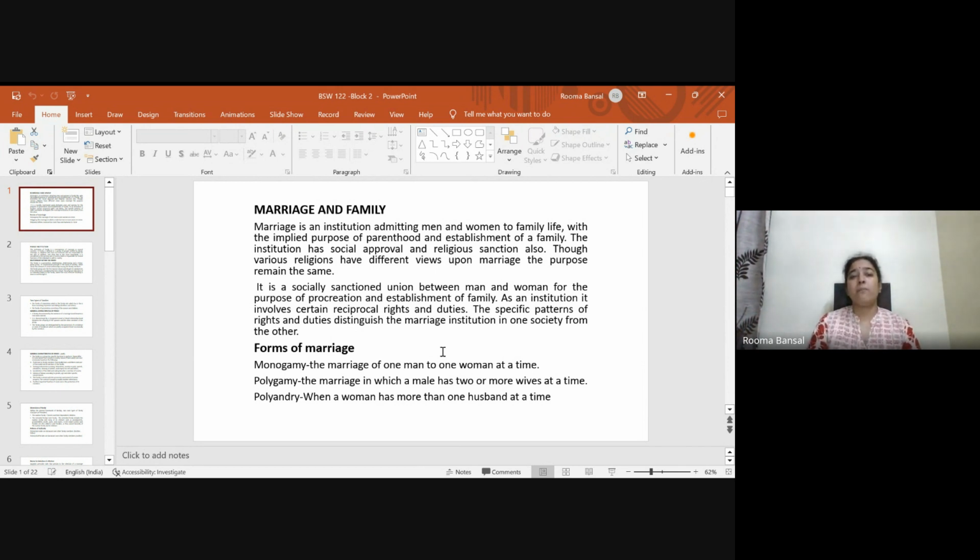Second one is polygamy. Polygamy means the marriage in which a male has two or more wives at a time. It means one male person is there and he has two or more than two wives. This is called polygamy. Same with polyandry, when a woman has more than one husband at a time. This is called polyandry.